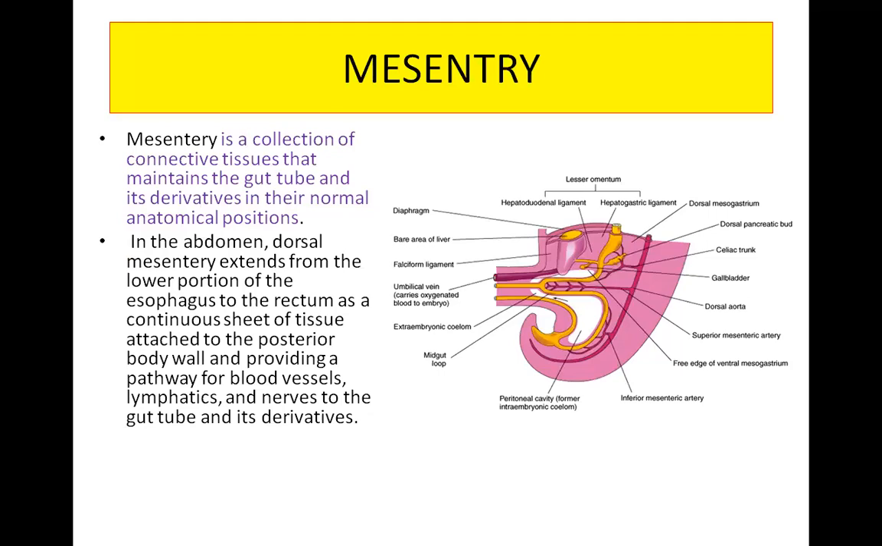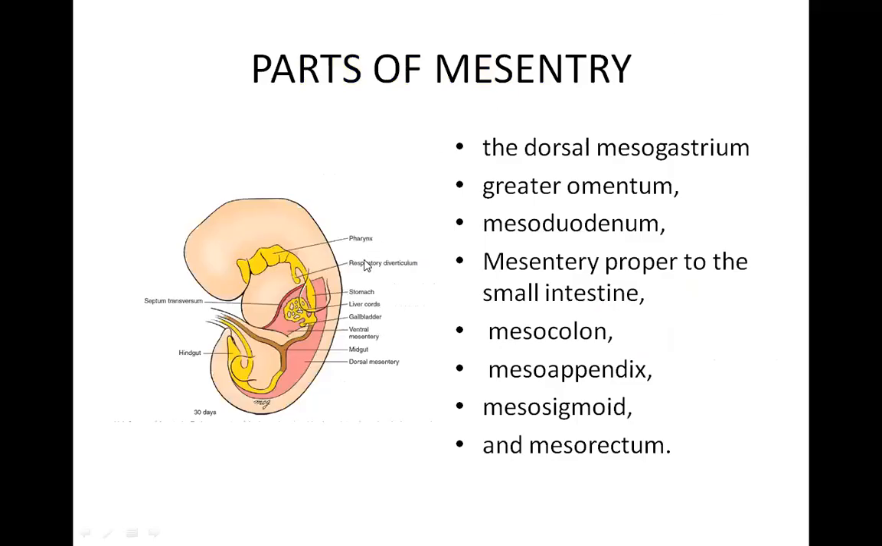Now, what is mesentery? It is a collection of connective tissue that maintains the gut tube and its derivatives in their normal anatomical position. So, in the abdomen, the dorsal mesentery extends from the lower portion of the esophagus to the rectum, whereas the ventral mesentery is only present beneath the stomach till the first part of the duodenum. So, this dorsal mesentery provides a pathway for blood vessels, lymphatics, and nerves to the gut tube and their derivatives. So there are different parts of mesentery according to the position.